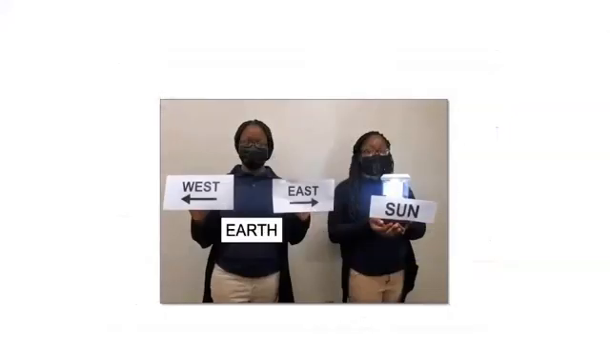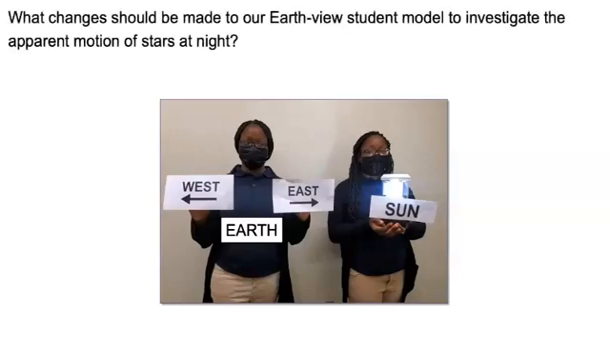Let's visit our virtual students again to see if they can help. What changes should be made to our Earth View student model to investigate the apparent motion of stars at night? We want to see what the stars look like from the perspective of Earth. Do we need the sun? I think so. The location of the sun shows us which side of Earth is in daytime and which is in nighttime. What do we need to add? Oh, right! We need stars.